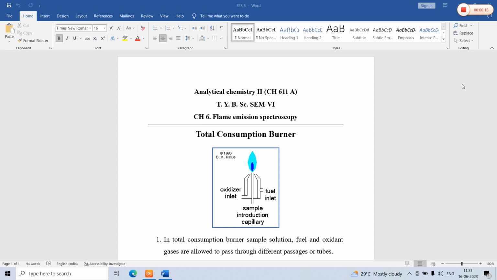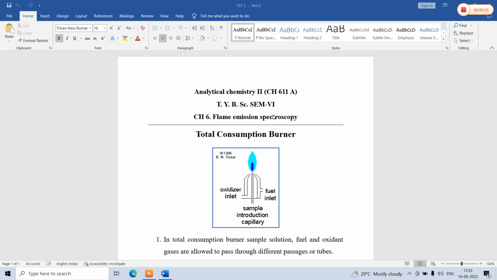The course of this analytical chemistry is CH611A. In chapter number 6, we are going to study flame emission spectroscopy. In flame emission spectroscopy, we have already learned about the principle, the introductory part, and the basics of the types of flame, the factors affecting the flame temperature, and the types of burner utilized in flame emission spectroscopy. Now in this lecture we are going to learn about the total consumption burner, that is the TCB.